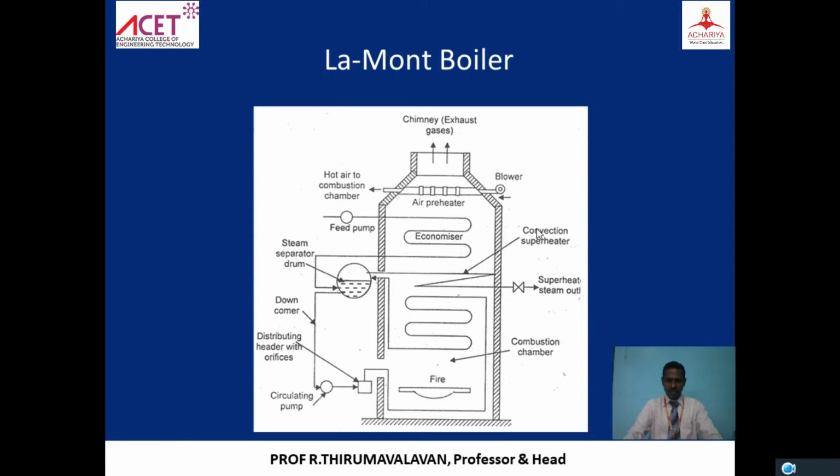For the Lamont boiler, we will start with what we call the feed pump. I will just explain this diagram. See this one: the water is coming from the feed pump. It is coming to the economizer. Then from the economizer, the water is pumped to the superheater. You can see the water coming from the feed pump to the steam drum. From this steam drum, the water comes to the circulating pump.